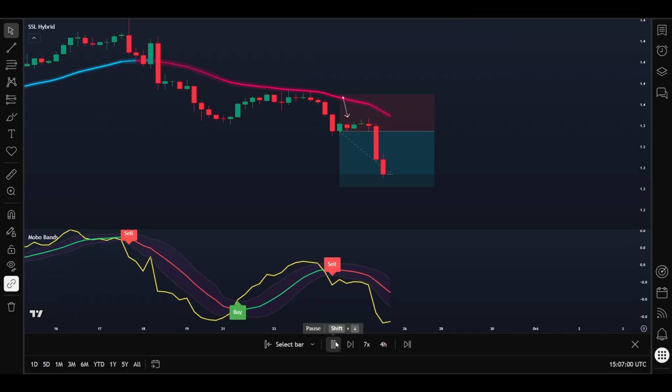For shorts, price below baseline, pullback touch without a close above. Then the MOBO yellow line breaks down through the lower band. If any piece is missing, no trade. Trade the plan, not the impulse, and let consistency over the next 50 to 100 trades do the heavy lifting.